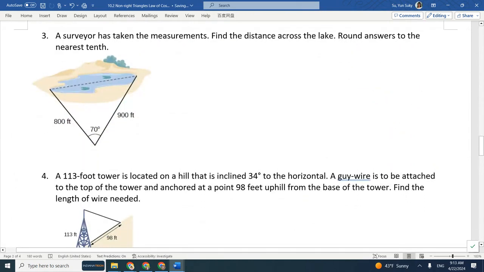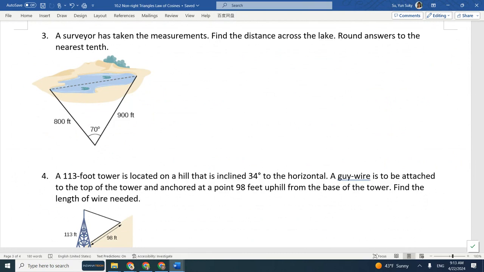Okay, so story problem. A surveyor has taken the measurements. We want to find the distance across the lake. Round the answer to the nearest tenth. Okay, so this is the lake. And we cannot measure the lake because you cannot walk on the lake, right? But we can measure this length and this length and the angle between them.